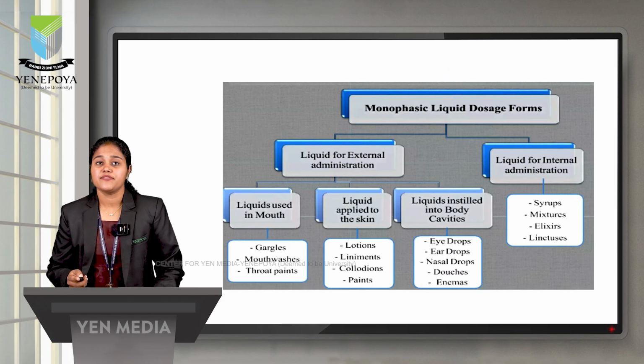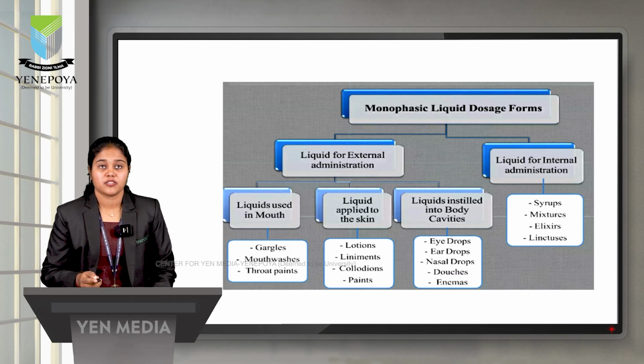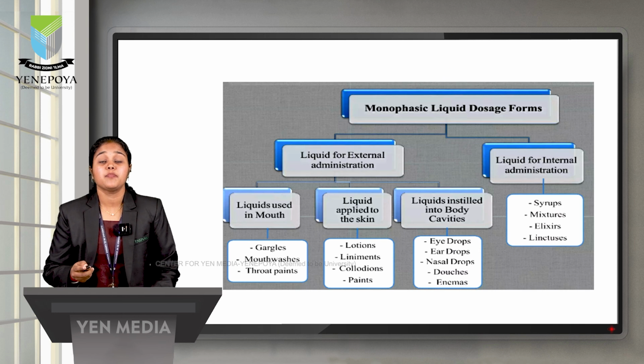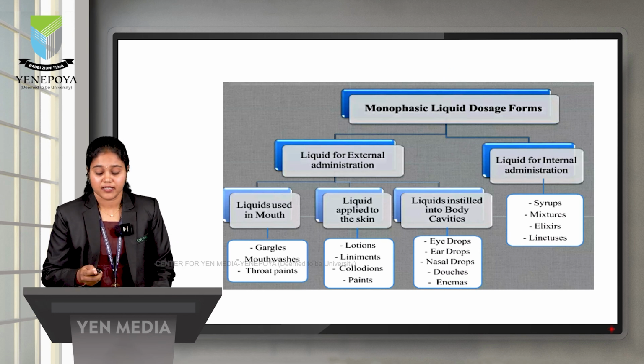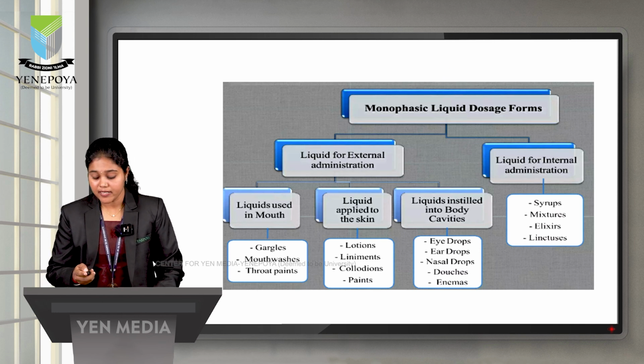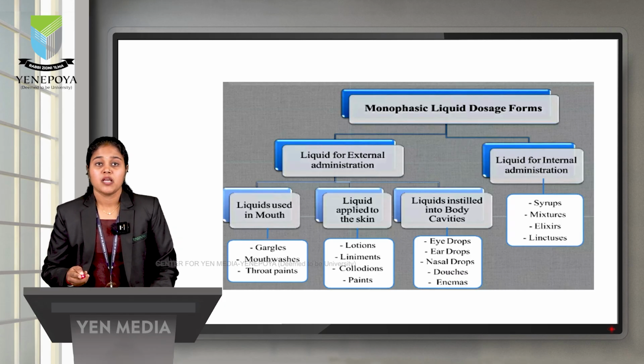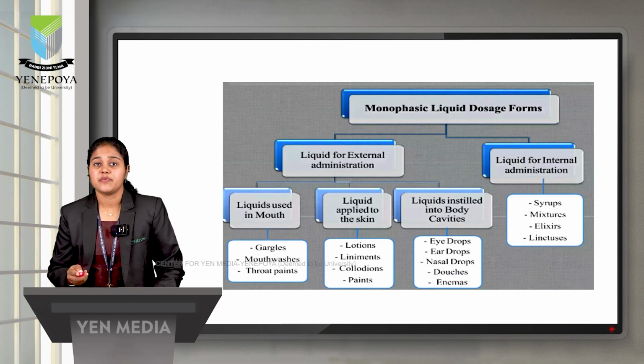So, what are the classifications? Maybe that is a main classification, that is liquid dosage form. Now, what are the sub-classifications of liquid dosage form? That is monophasic liquid dosage form. So, what is monophasic liquid dosage form? Monophasic means, as the name indicates, there will be one phase in that.